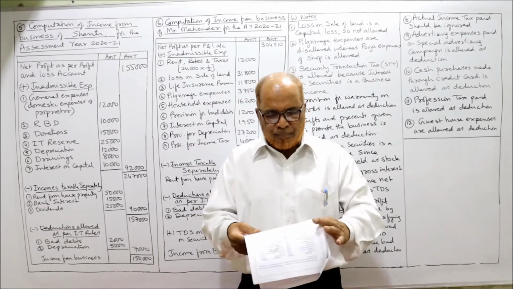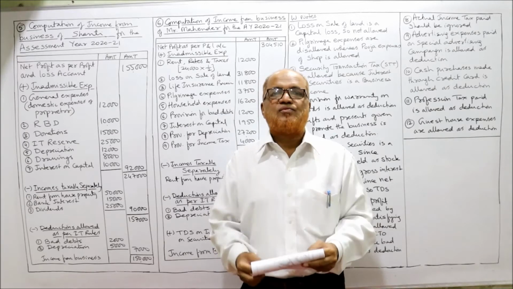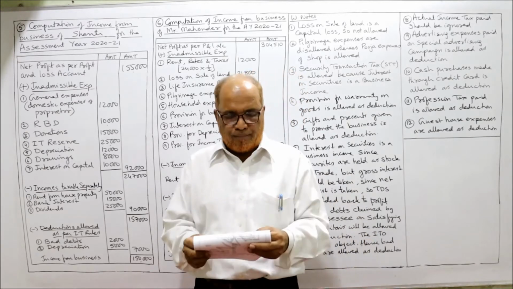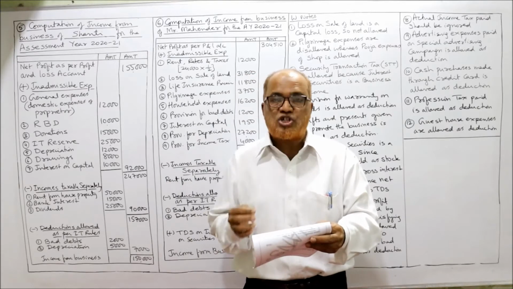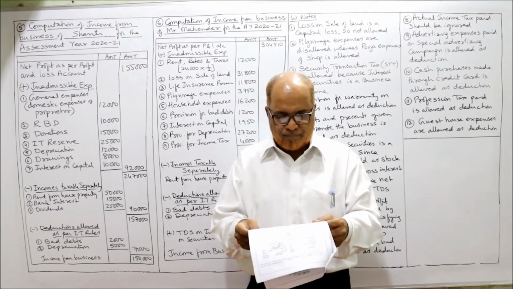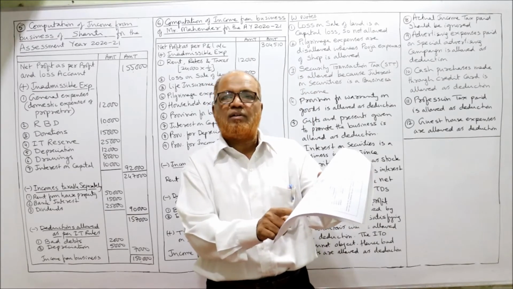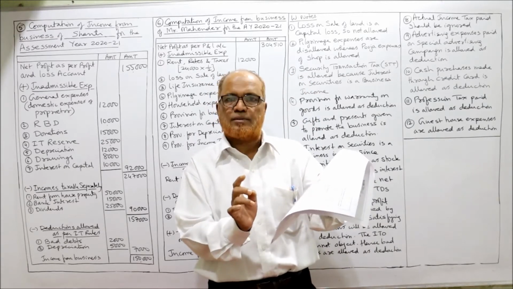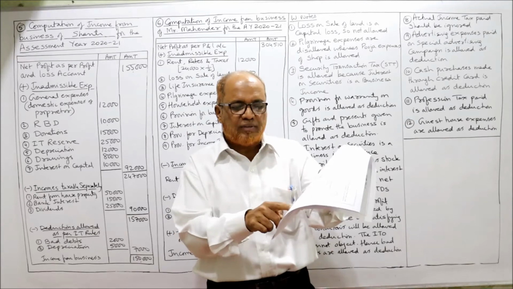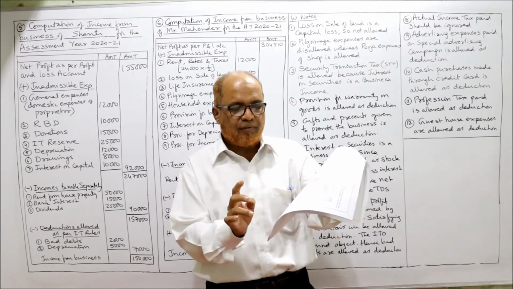Now next problem, compute income from business. Fifth problem, problem number 5. Compute income from business of Shanti from the following information. Some profit and loss account is given in the problem. Net profit is given as 1,55,000. So we begin our computation by taking net profit 1,55,000.